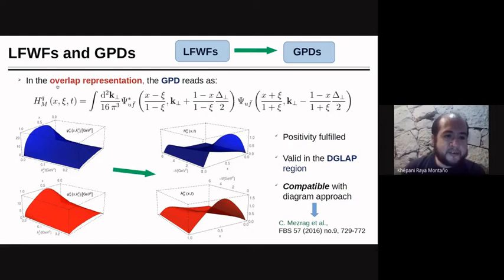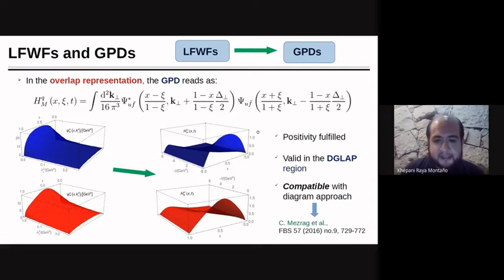Now, GPDs from light front wave functions. In the overlap representation, we can write the valence-quark GPDs as follows. We have now three kinematical variables: the momentum fraction, the skewness, and the momentum transfer. With this approach, the positivity condition for the GPD is automatically fulfilled, but this is only valid in the DGLAP region. And an additional merit of this approach is that it has been proved to be compatible with the diagram approach. And this is the pion GPD for the U-quark and the kaon GPD for the U-quark.